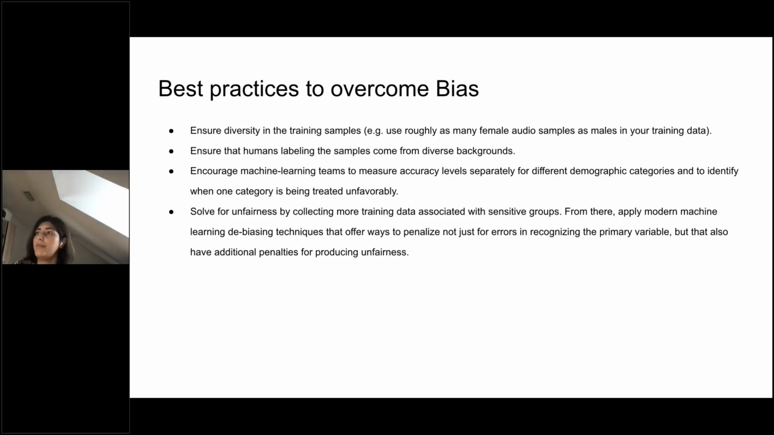Then also you can solve for the unfairness. Now, if you know that this model, because of the data set, tends to be unfair, you first, of course, need to collect more data associated with sensitive groups, but you also can use some debiasing techniques by offering ways to penalize not just for errors, but also have additional penalties for producing this unfairness. So penalty, for those of you who have maybe read about reinforcement learning, can also be applied here, offering a penalty for producing unfairness.